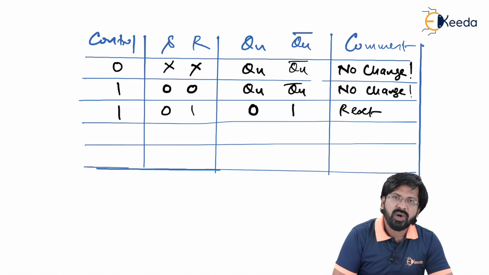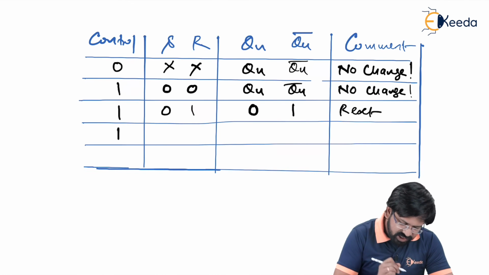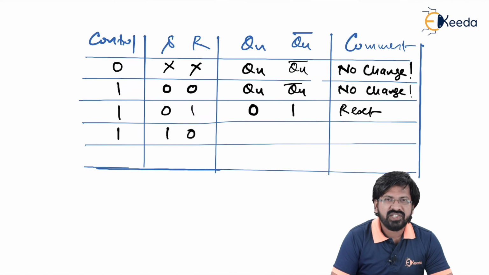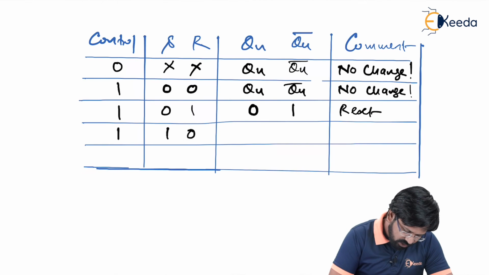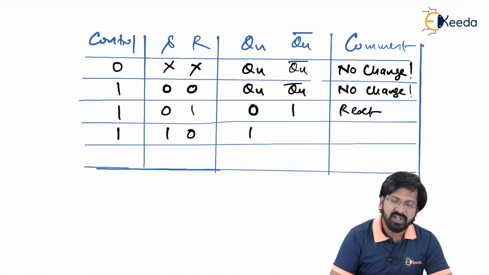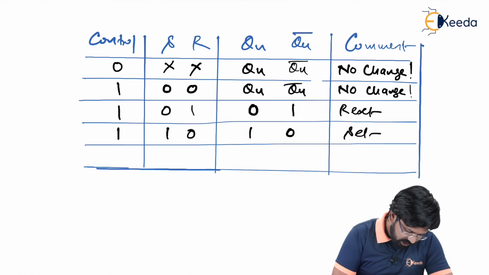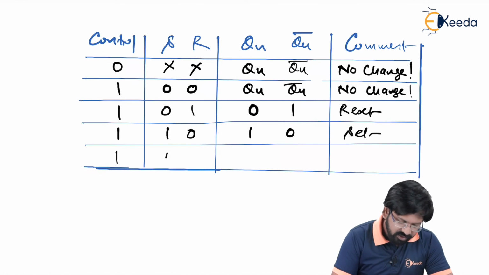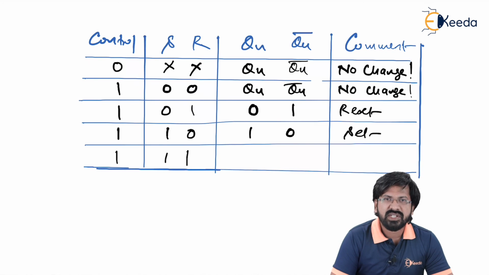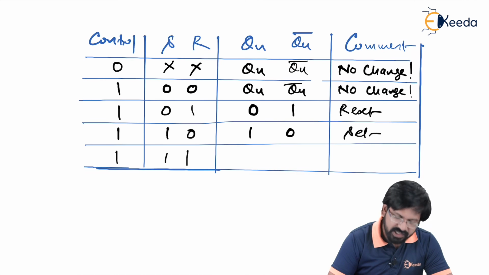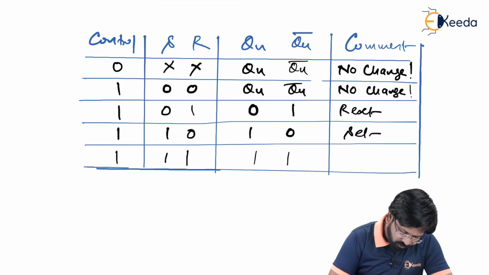Next, when control equal to 1, S is 1, R is 0. Look at the S and R status. S equal to 1 means the latch should be in set state. Therefore, Qn is 1, Qn bar is 0. In the comment I can write it is set. And last we can say 1, 1. Because of 1, 1, it forces our Qn and Qn bar both to become 1. But generally we avoid this condition.